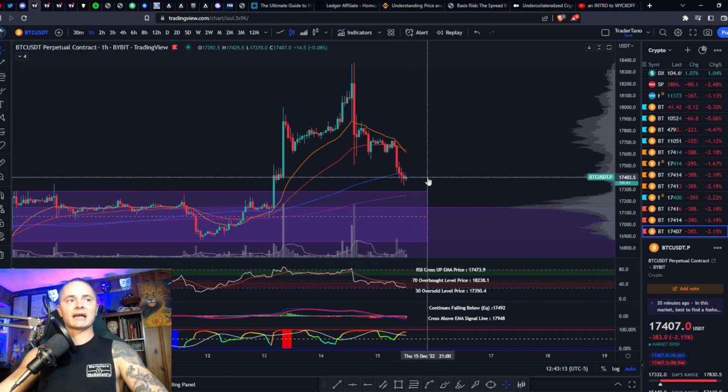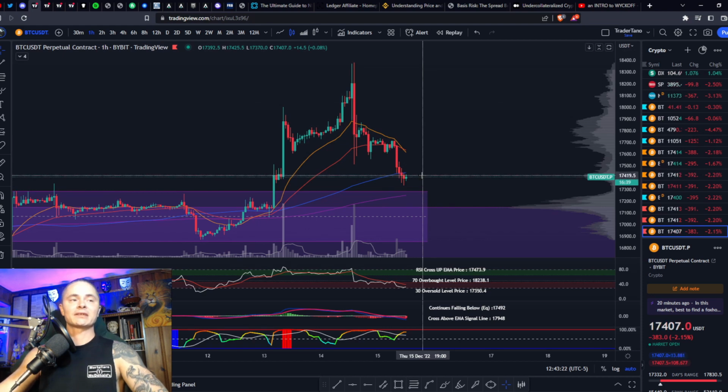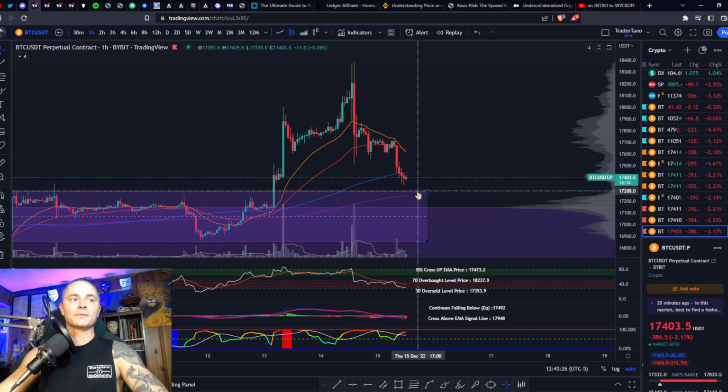So we need to close back above that in order to be bullish by the end of the day. The daily closure is what's important. Okay, so I would like to see us close back above 17,400 on a daily closure in order to remain bullish. Now, we can come all the way down to the top of this range and still be in good shape as long as we close above there on the daily.